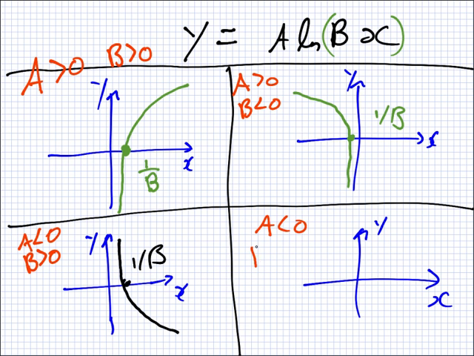a is negative and b is negative. Symmetrical. b is negative, so it shoots down, and a is negative, so it's on the left. 1 over b again. It has to be right because it makes a nice circle in here. I was just thinking more deeply about it, that's all.